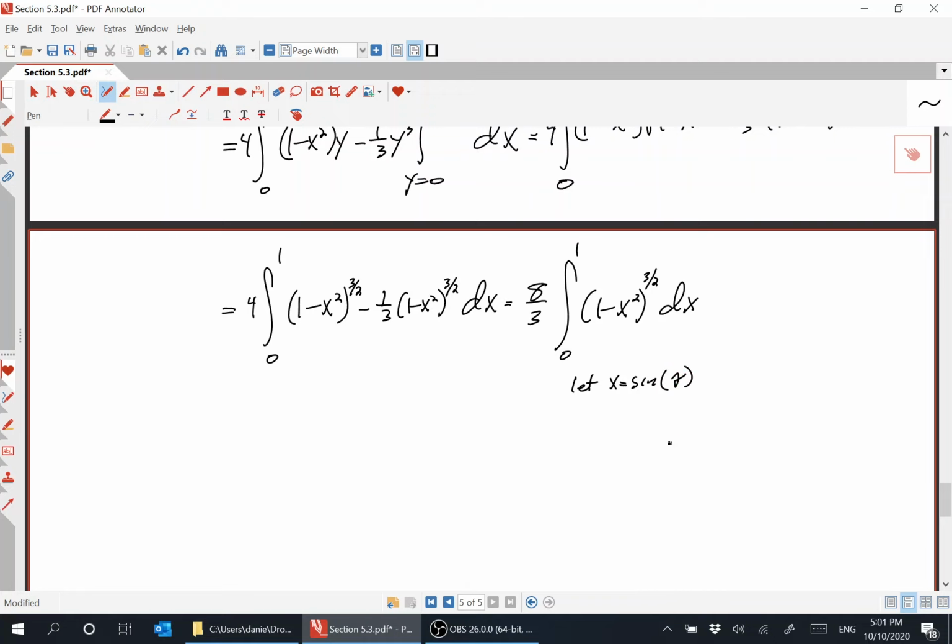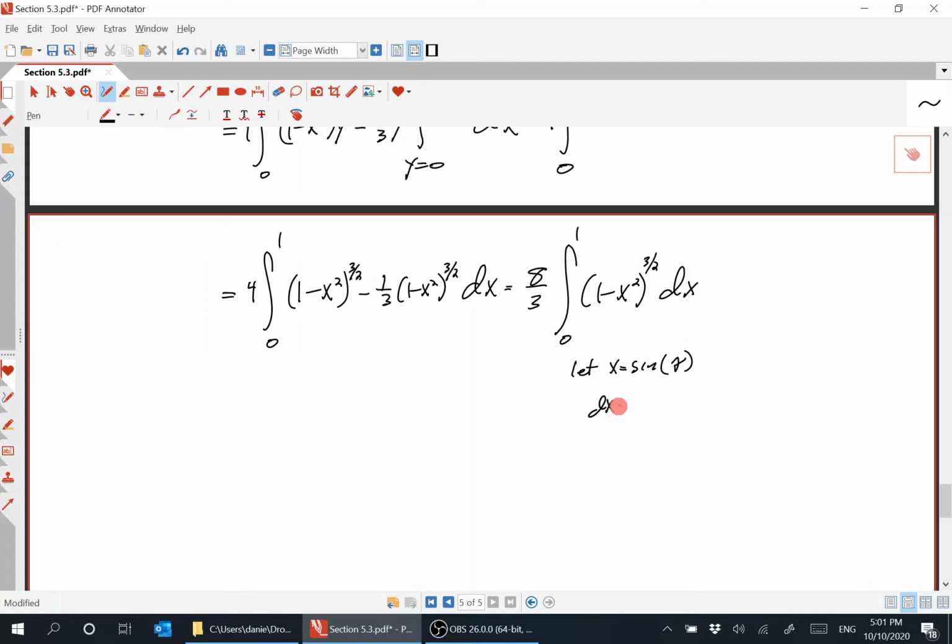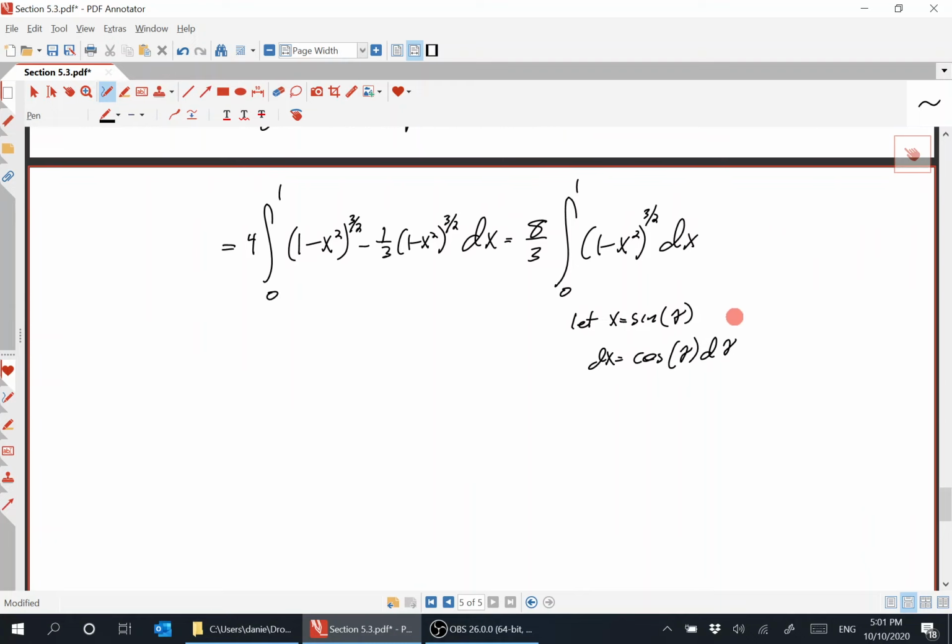So let x equal sine of gamma. So dx equals cosine of gamma d gamma. So this is equal to 8/3 integral from x equals 0 to x equals 1, 1 minus sine squared gamma, to the 3 halves, cosine gamma d gamma.